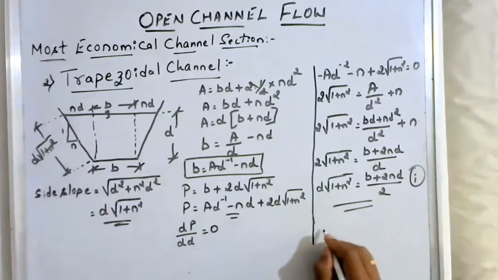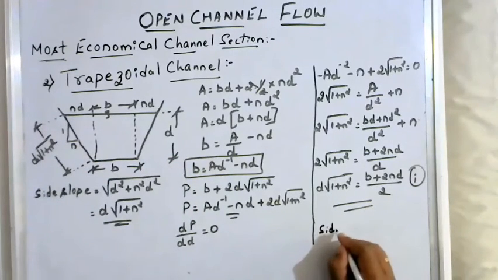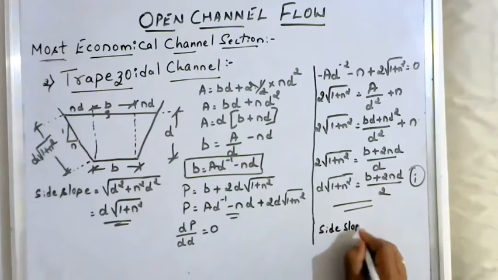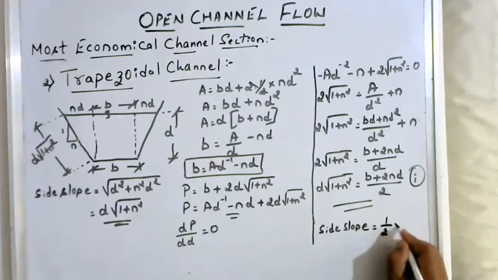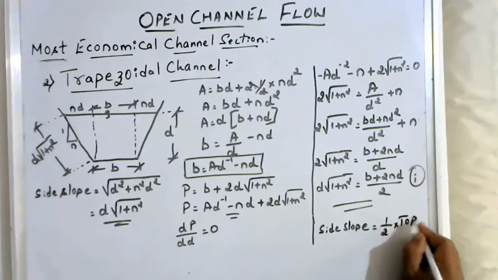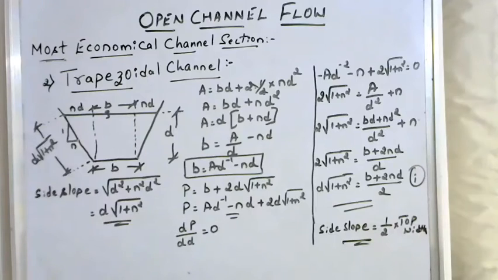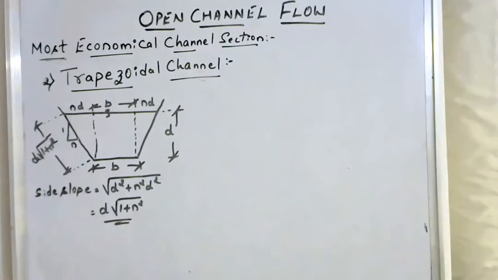Therefore, the side slope of the economical trapezoidal section should be equal to half of what? Half of the top width of the channel. This is your first condition of the most economical trapezoidal channel.